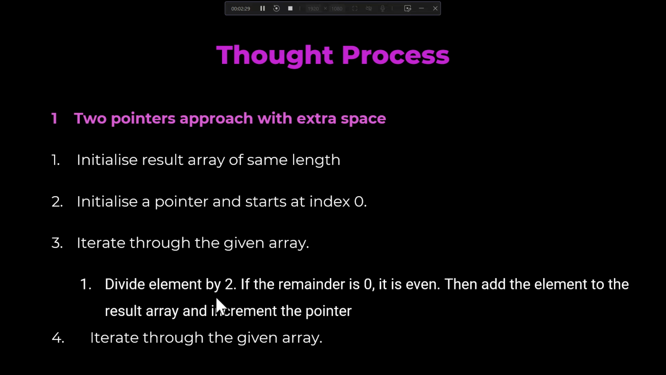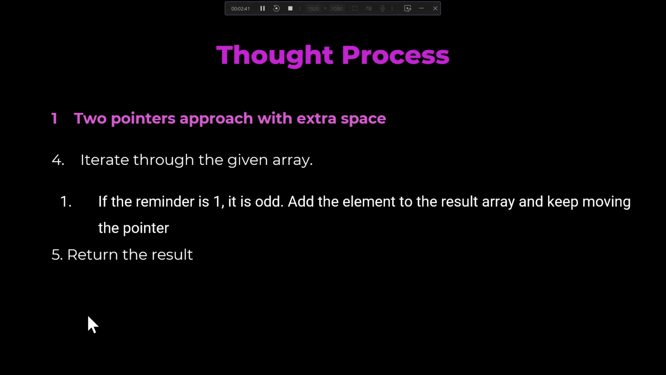Divide the element by 2. If the remainder is 0, it is even. Then add the element to the result array and increment the pointer. Step 4 is exactly the same as step 3. In this case, the remainder is 1, so it is an odd number, so we can add the element to the result array and keep moving the pointer. At the end of the loop, we can return the result. So these are the steps.